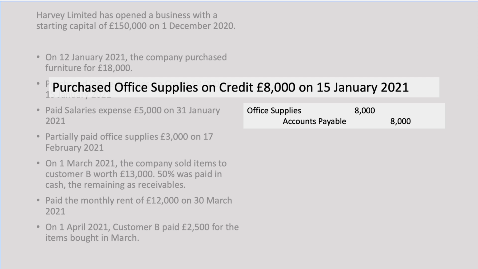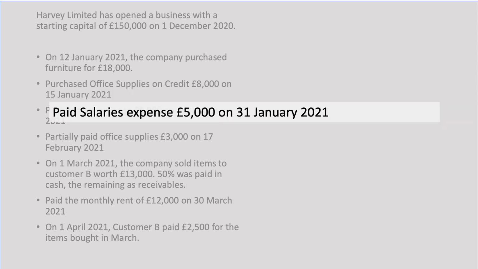Then, paid salaries expense $5,000 on 31st January 2021. Paying salaries is a decrease in cash, so we credit cash of £5,000 and this is an increase of expense, so we debit salaries expense also with £5,000.